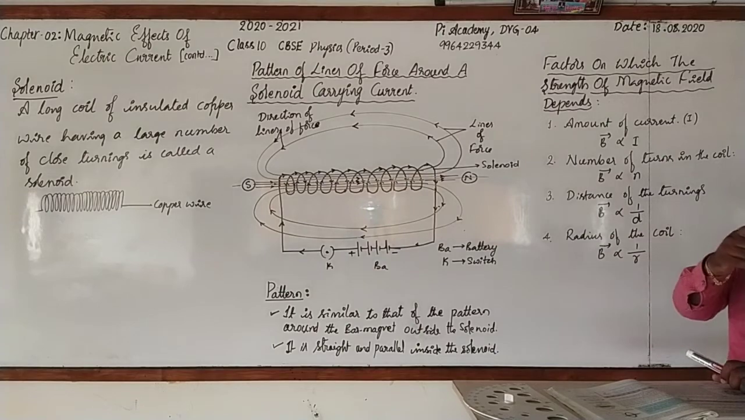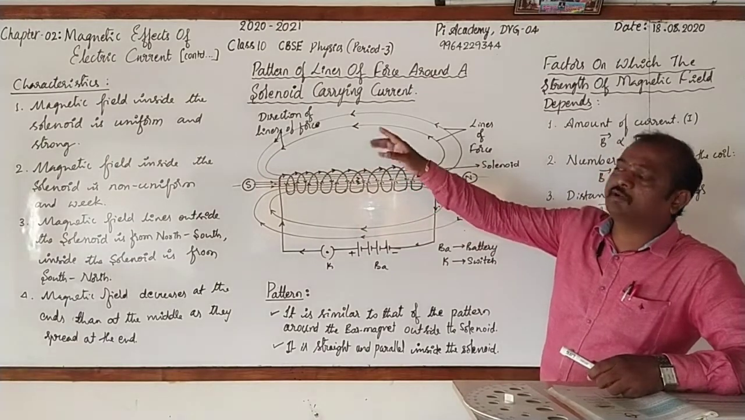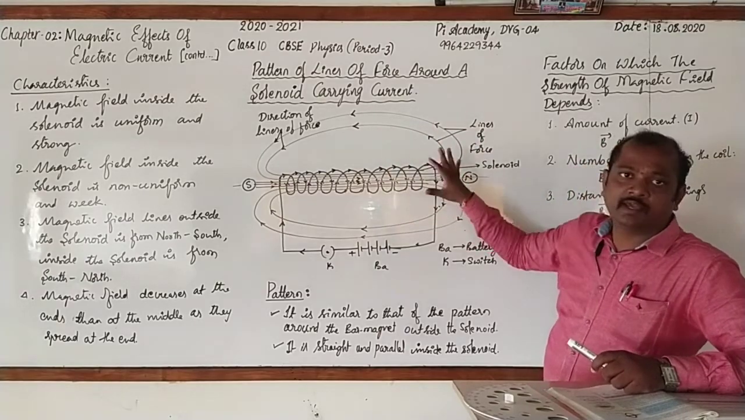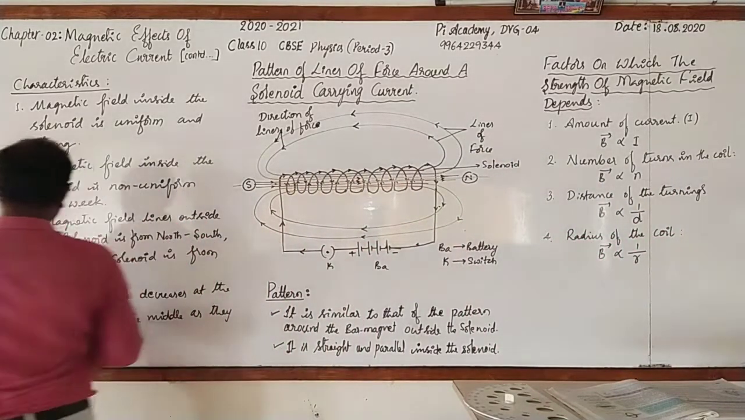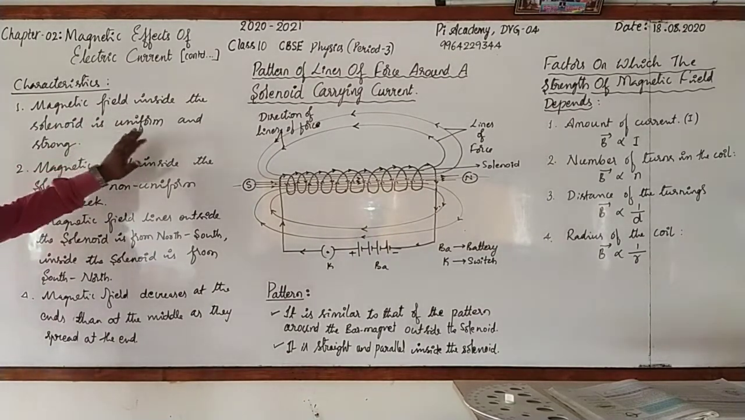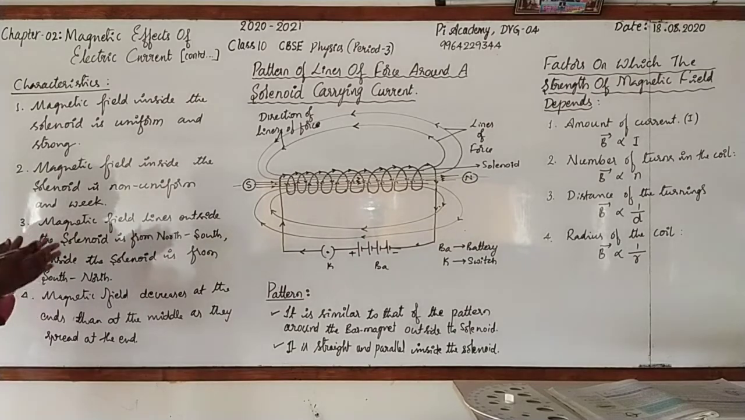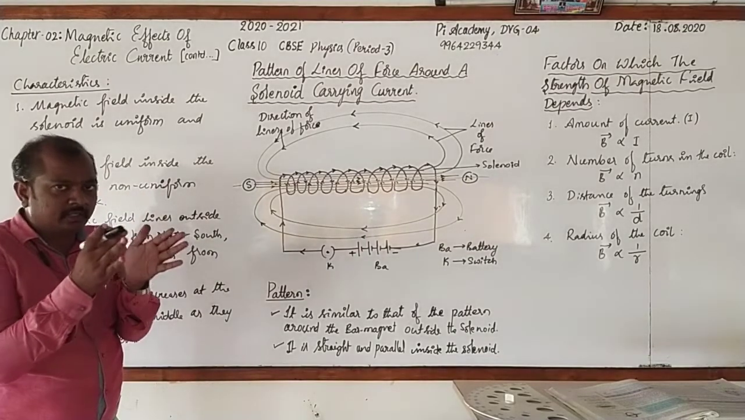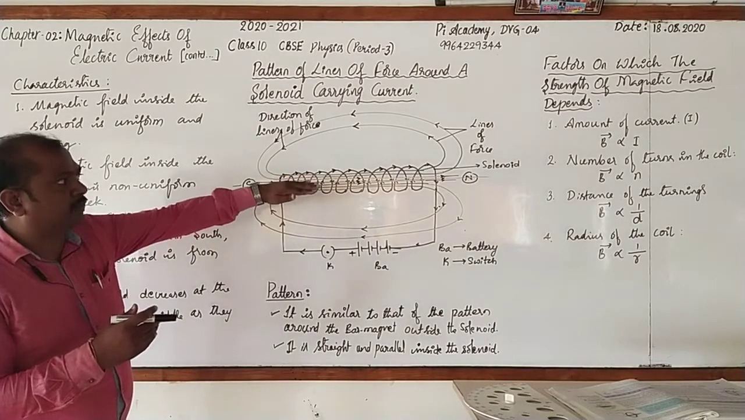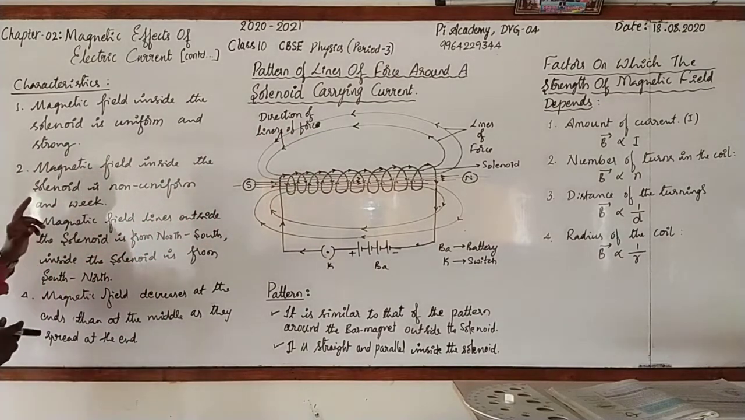Now I'll go for giving you some more points. Dear students, please go through the characteristics of the magnetic field which is produced in the solenoid carrying current. Look here, the first point I have already explained, but let me remind you. Magnetic field inside the solenoid is uniform and strong, right? The reason is the lines are straight and parallel. Hence, it will be uniform, and more lines of force will be inside the solenoid. That is why it is stronger than the outside field.